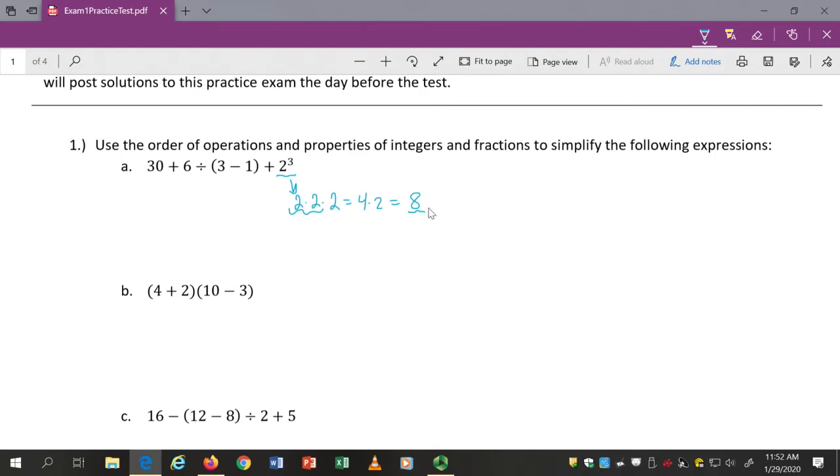So with the exponent, don't get too hasty and treat that like multiplication, because it's not. It's telling you to take that number and multiply by itself that many times. So 2 to the third power is going to become 8. All right?